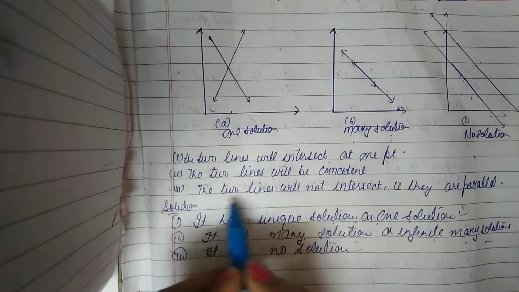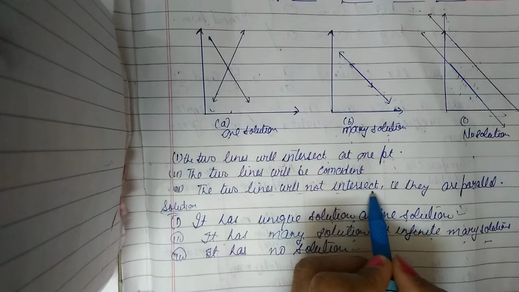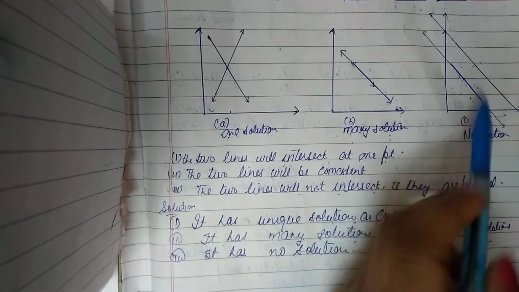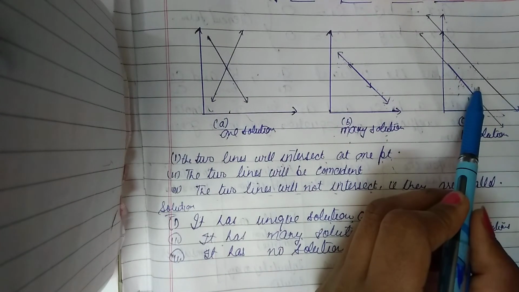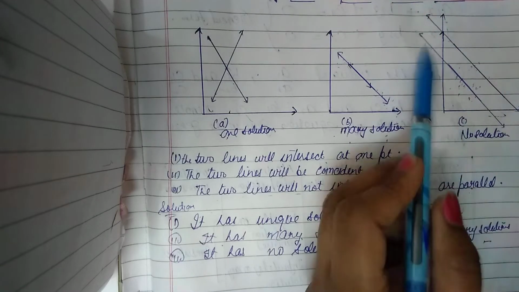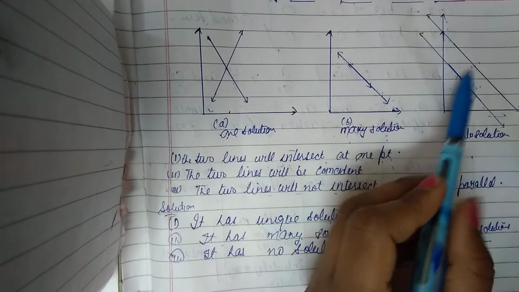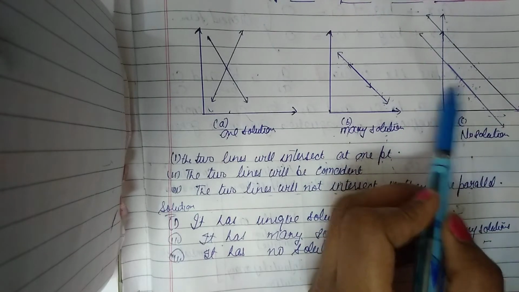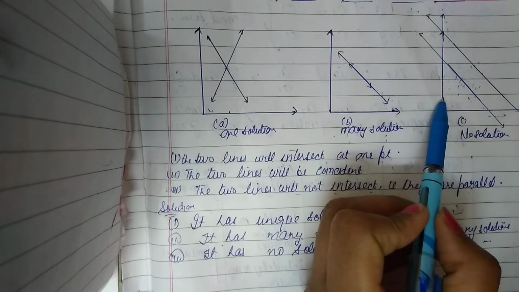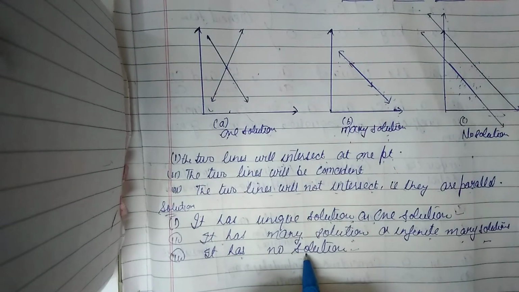In the third case, when the lines do not intersect, that is, they are parallel. If lines do not intersect in such a way, then they are parallel. When lines are parallel, they have no common point. No common point means no solution. So it has no solution.